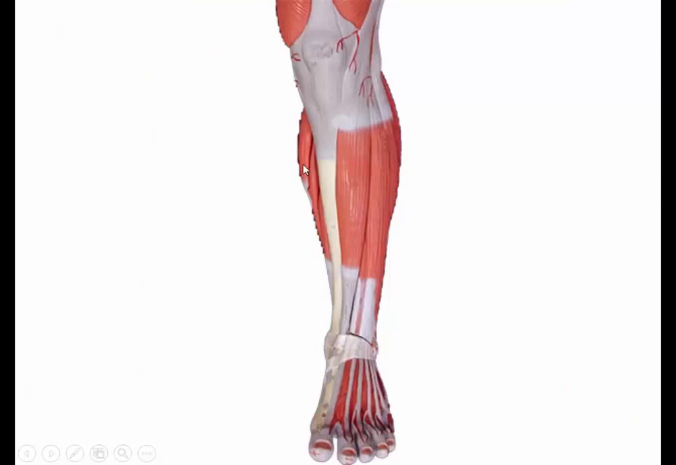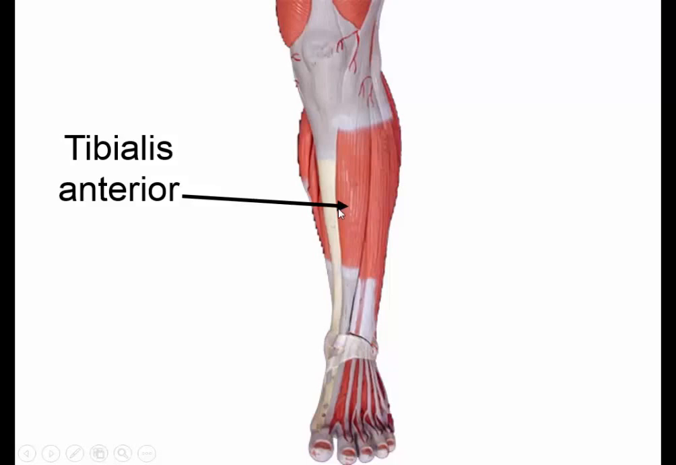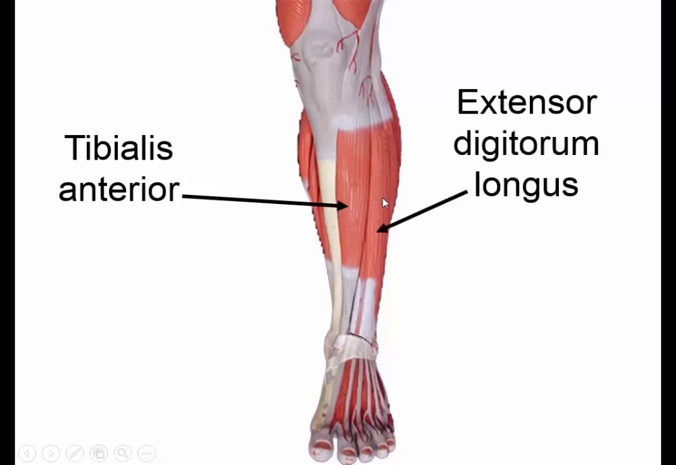Moving to the lower leg, you'll remember that this big bone right here is the tibia, so this muscle right in front of it is the tibialis anterior. As we go over here, notice how all of these tendons from the toes come up into this muscle. This is the extensor digitorum longus, so this is going to extend the toes.